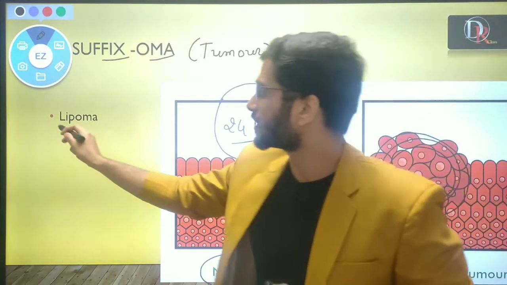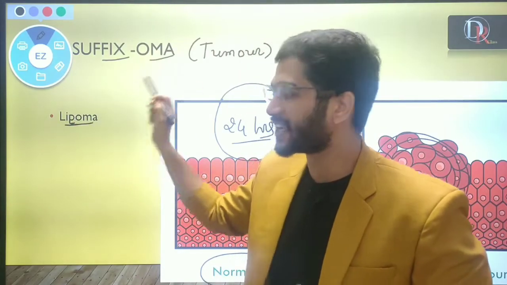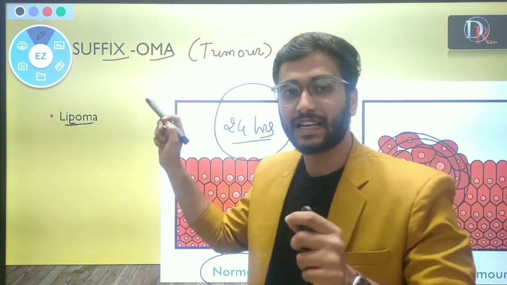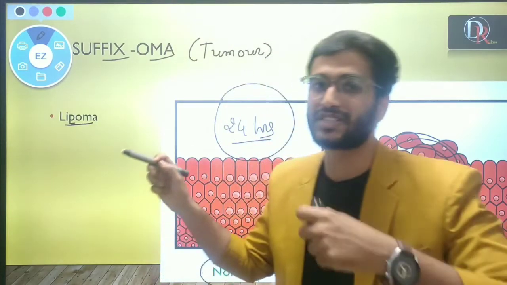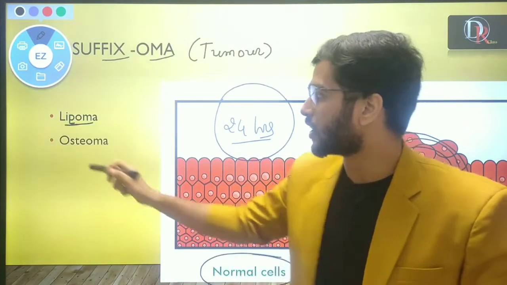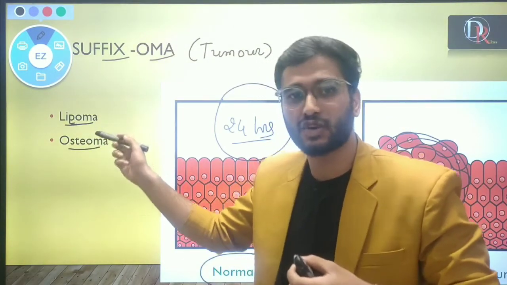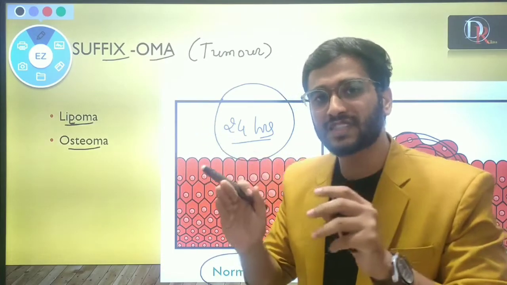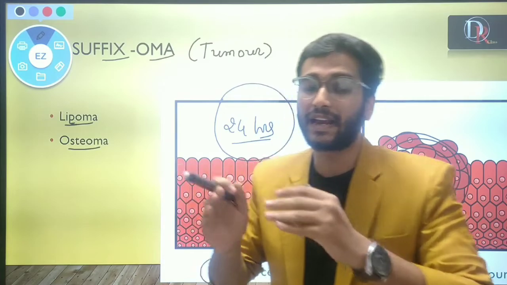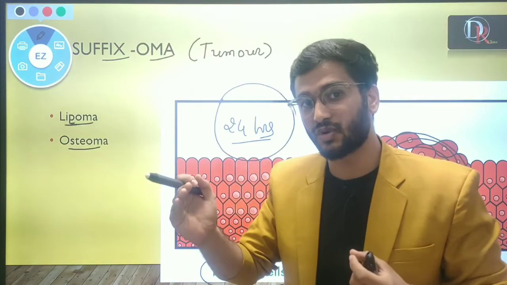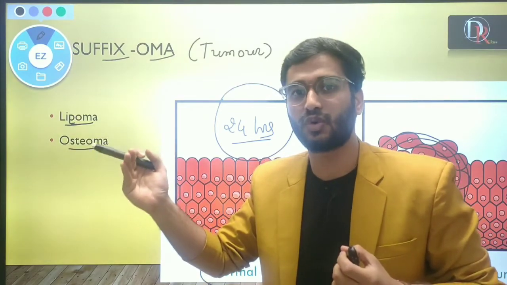The term lipoma: lipo is for lipid, oma is for tumor. So the tumor formed by excess growth of fat tissue is known as lipoma. The osteoma is a new growth or excess growth. It could be benign or malignant. Benign tumors cause less damage to the tissue, and malignant tumors cause maximum damage to the tissue or part.